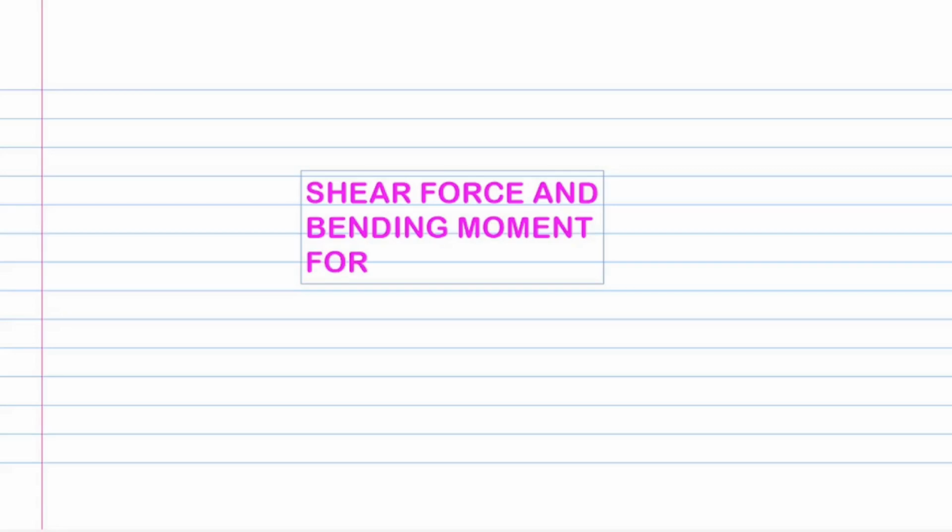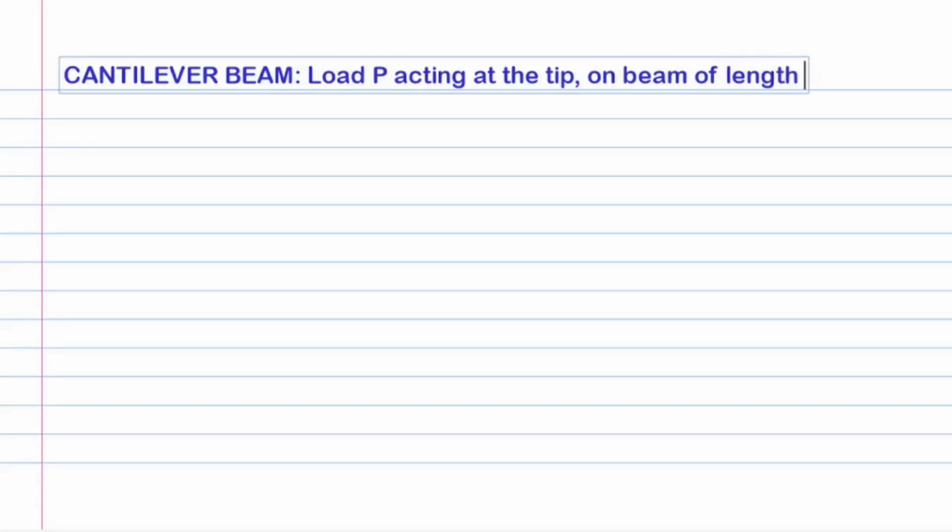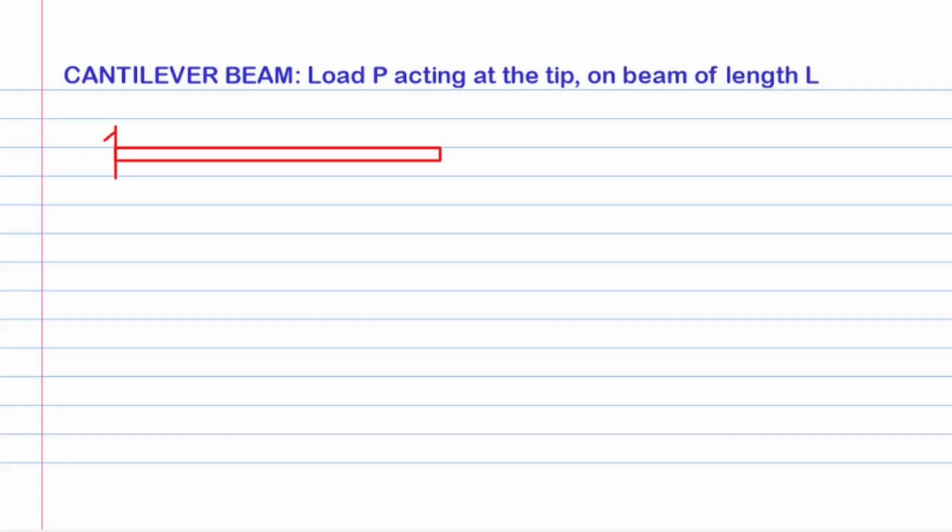In the next few lectures, including the present one, we shall calculate and plot the shear force and bending moment diagrams for various loads acting individually on a beam of cantilever type. This lecture shall focus on a point load P acting on the tip of a cantilever beam of length L. Let's have a cantilever beam AB with the left end A fixed and right end B free. Let's show a point load P acting downwards at its tip.